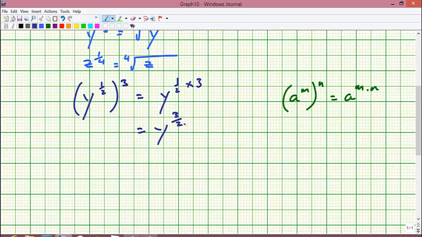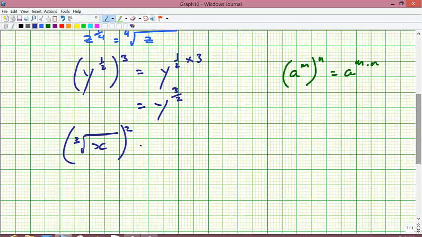Okay? So it's a simple example. Let's look at another one. We'll look at the cube root of x squared. Well, the cube root of x, we know, can be written as x to the power of 1/3 squared. X to the power of 1/3 squared is x to the power of 2 over 3.